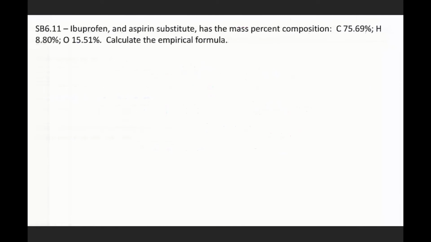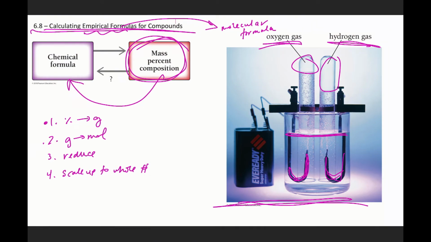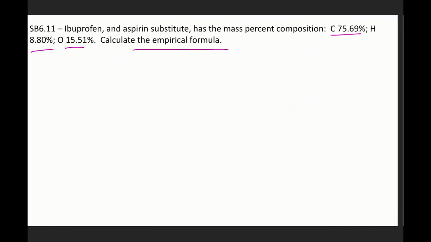All right. Next up, we have ibuprofen, which has the percent composition given, and we would like to know the empirical formula. So we have percents, and that's step 1. So we need to get from percents to grams by assuming we have a 100-gram sample.